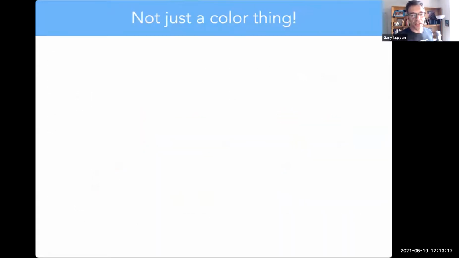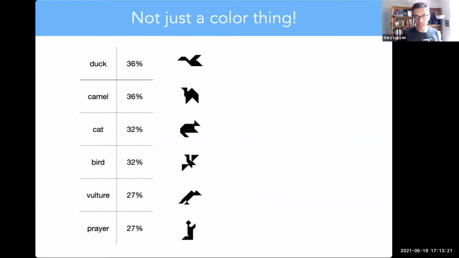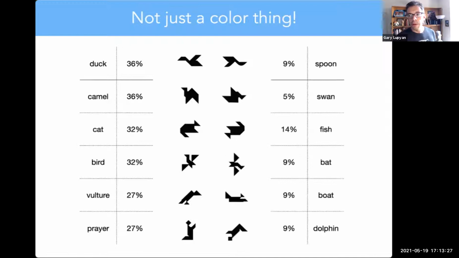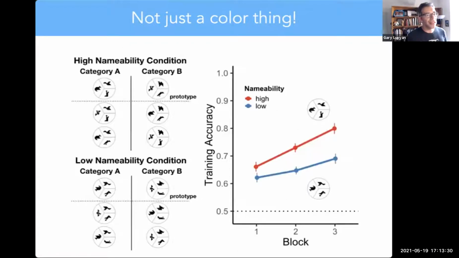It's not just a color thing. You can do this for shapes. So here are shapes that in this configuration are relatively nameable. If you just flip them around, they become less nameable. And categories composed of these less nameable shapes are harder to induce.